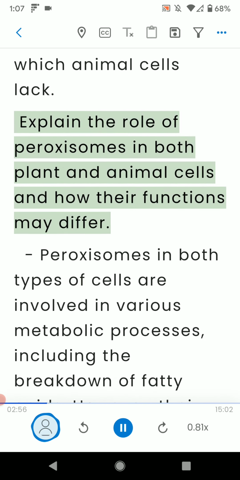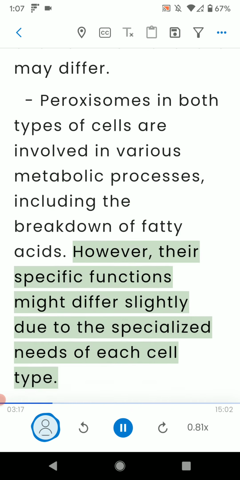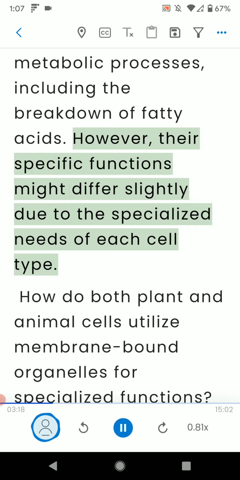Explain the role of peroxisomes in both plant and animal cells and how their functions may differ. Peroxisomes in both types of cells are involved in various metabolic processes, including the breakdown of fatty acids. However, their specific functions might differ slightly due to the specialized needs of each cell type.